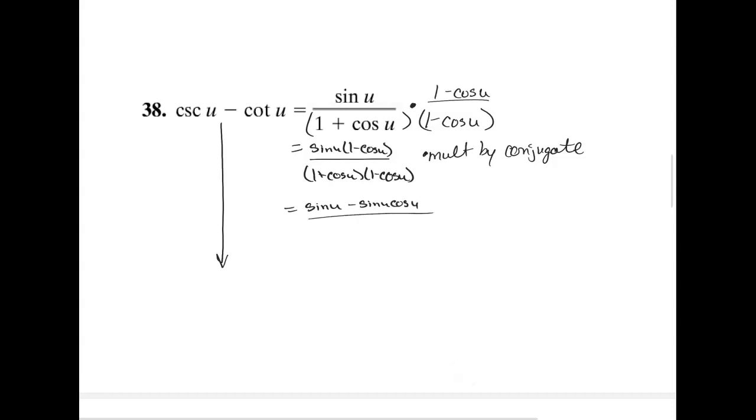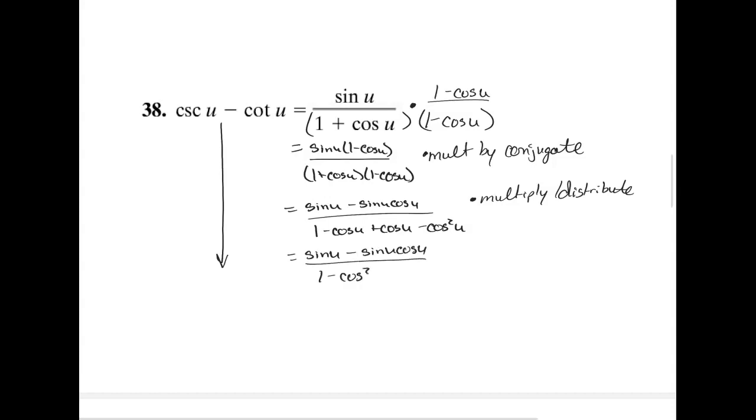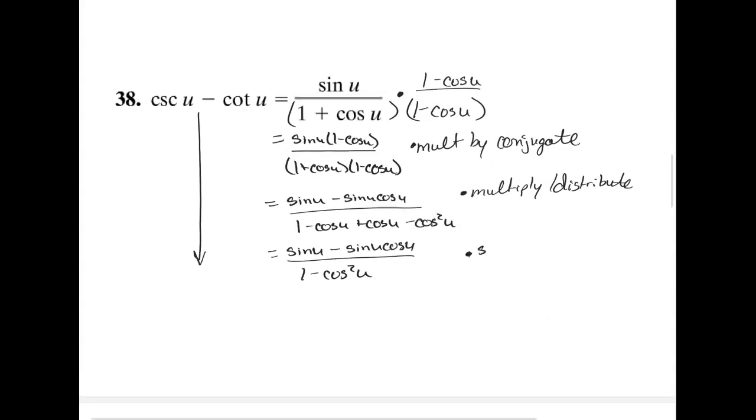And then when I FOIL the bottom, I get fronts, outsides, insides, and last. And then we're going to simplify this. So we have sine of u minus sine of u cosine of u over 1 minus cosine squared of u. So that was a simplify step.